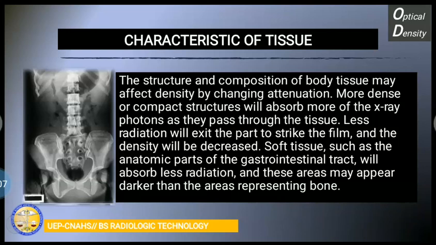So makita nyo dito, class, yung bones are radiopaque. White siya kasi nga na-attenuate yung X-ray. Yung components ng ating GI tract are radiolucent kasi nga nag-pass through lang yung X-ray. So now, ma-appreciate na yung optical density based on the attenuation of different parts of the body, and of course, makikita na natin yung detail.